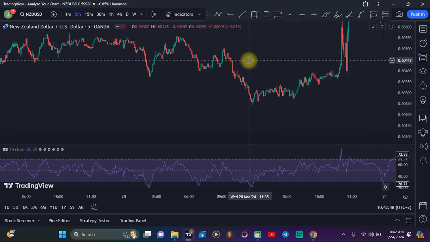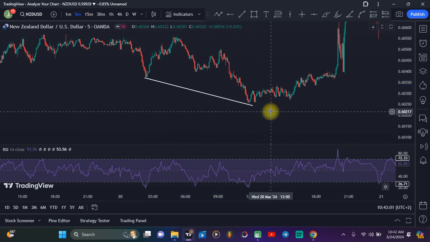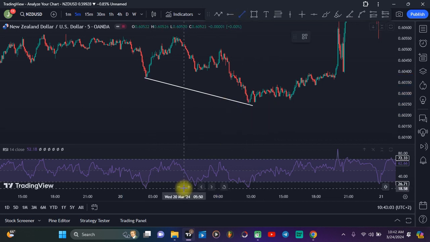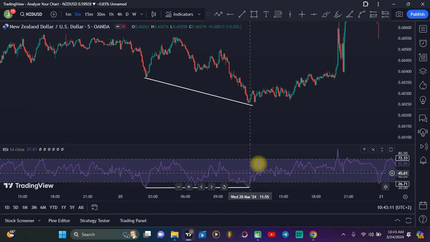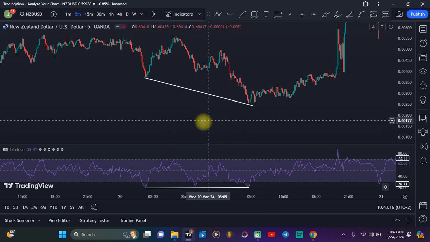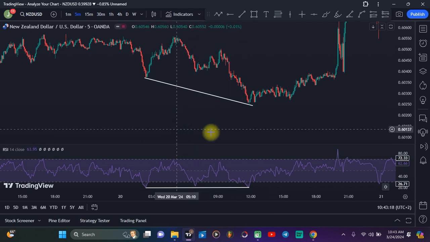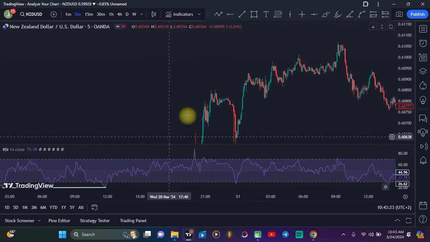Again, let's look at another example of a divergence. As you can see here, if we focus on these two lows, this low and this low, if we connect them using a trend line, you can see that the trend line is facing downwards. And if we go to the RSI indicator and then we connect this low and that low, you can see that the trend line is facing the upward direction. Now this is an indication of a divergence, and this suggests that there is going to be a reversal in the market. And as you can see, we did have that reversal. The market started pulling to the upside.